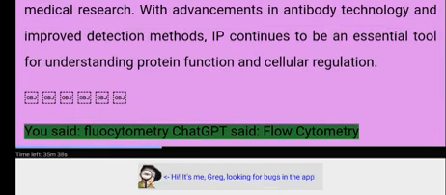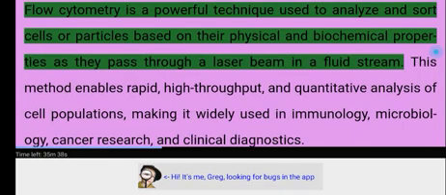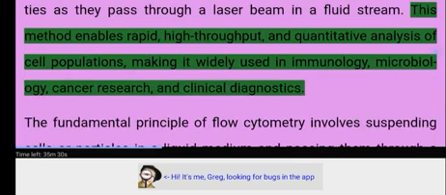Flow cytometry. Flow cytometry is a powerful technique used to analyze and sort cells or particles based on their physical and biochemical properties as they pass through a laser beam in a fluid stream. This method enables rapid, high throughput, and quantitative analysis of cell populations, making it widely used in immunology, microbiology, cancer research, and clinical diagnostics.